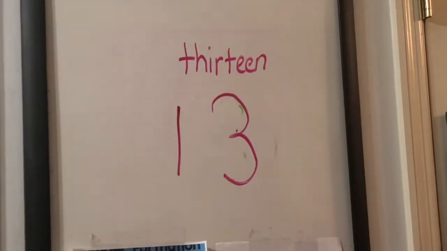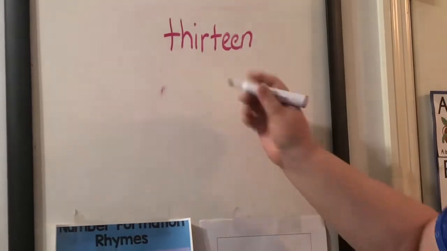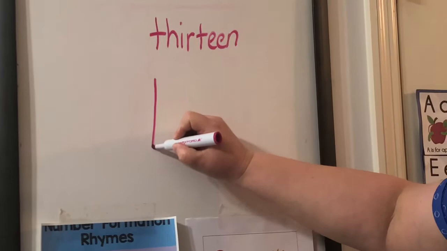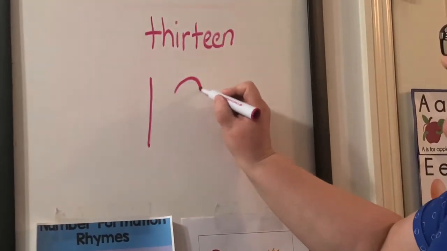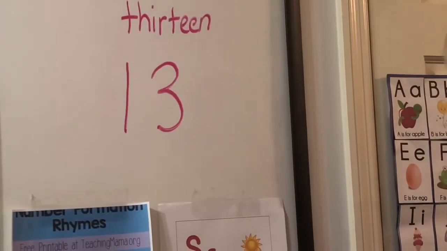So we're going to do this number one more time without the picture so you can see. Let me erase this all the way. Number 1 is like a stick, a straight line that is very quick. Around a tree, that's the way you make a 3.